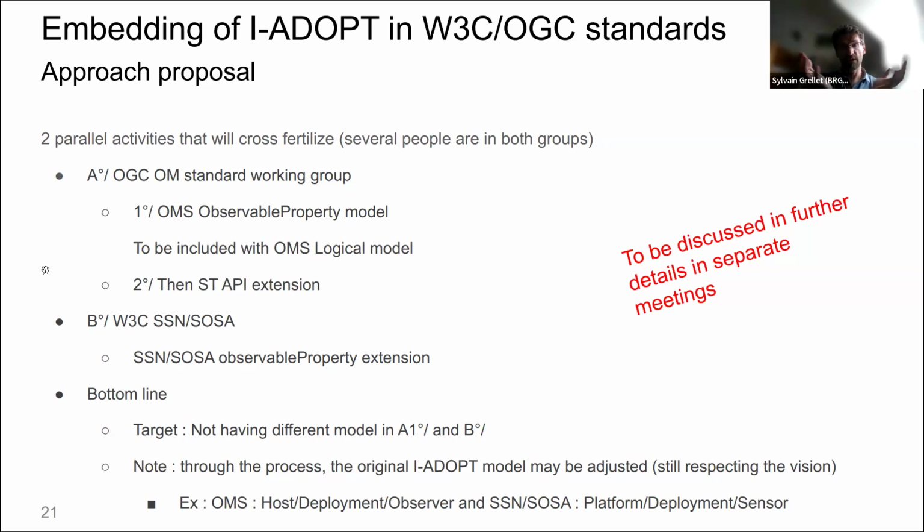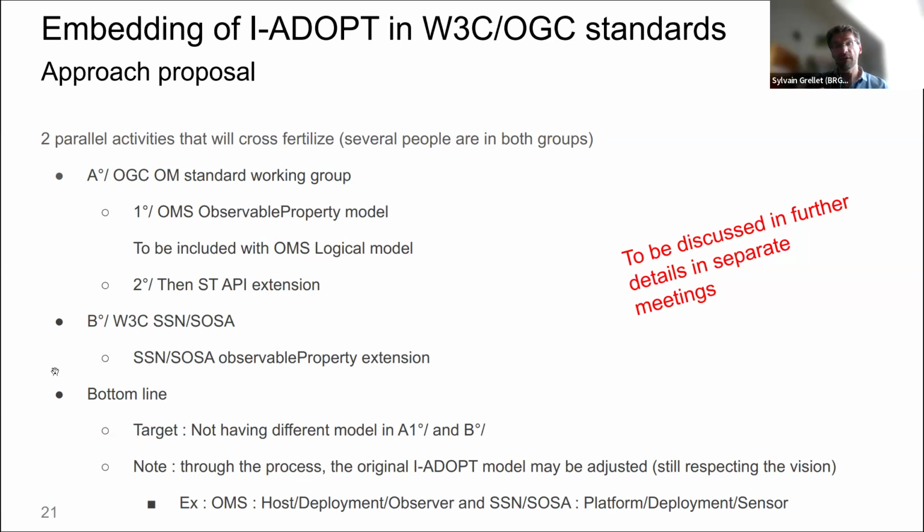And then we will model it so that it does not go into different directions. Bottom line, I said that twice already, let's say that thrice. The bottom line and the target is not to have different models from what I call A1 here and from this, of course. Slight note, through the process, and we will involve everyone who raises hands, the idea is to respect the initial vision from I ADOPT, though there might be adjustment not in the semantics, but in the terms in some places.